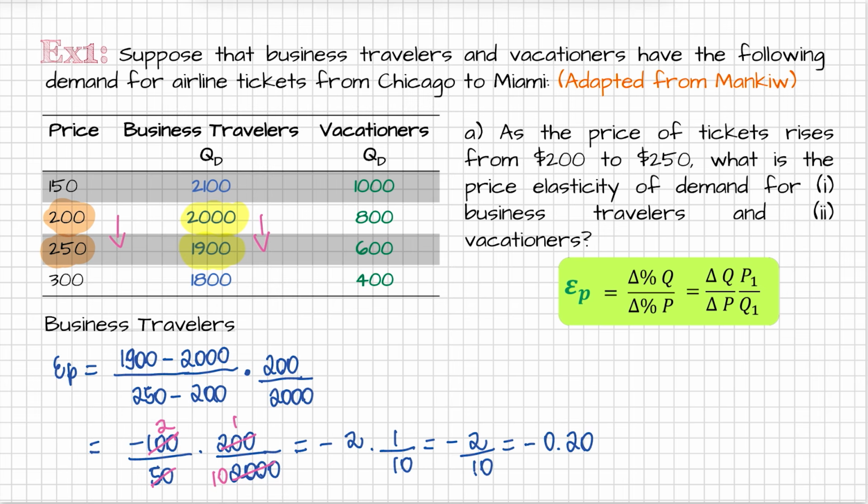How do we interpret an elasticity equal to minus 0.20? This means a 1% increase in price leads to a 0.20% drop in quantity demanded.